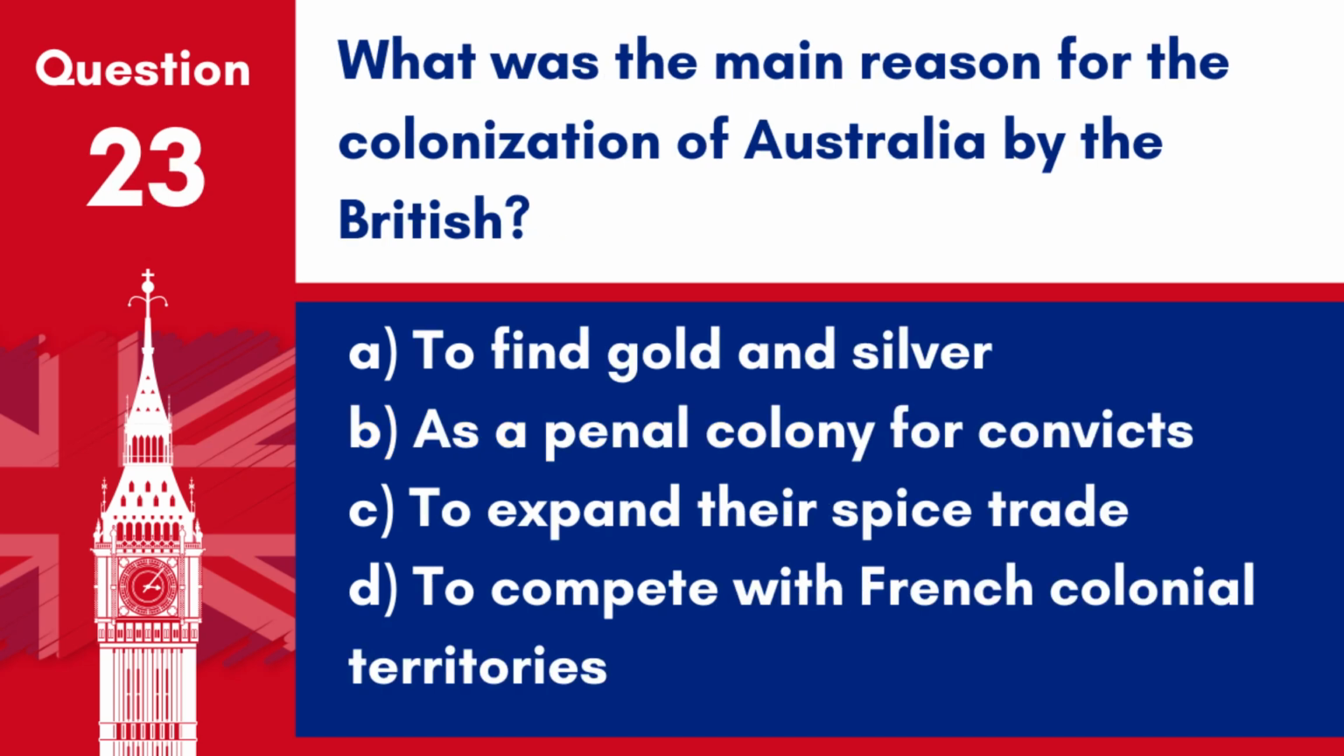Question 23. What was the main reason for the colonization of Australia by the British? A. To find gold and silver. B. As a penal colony for convicts. C. To expand their spice trade. D. To compete with French colonial territories. Answer: B. As a penal colony for convicts. Australia was initially colonized by the British as a penal colony to relieve overcrowding in British prisons.